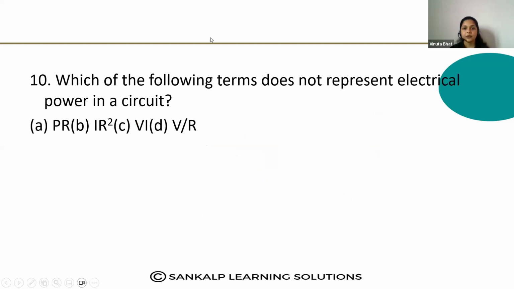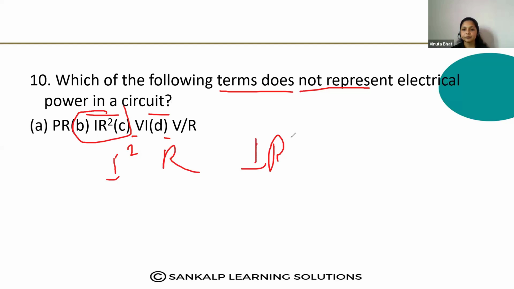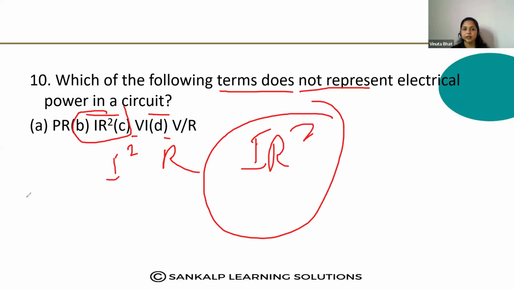Next question here. Which of the following terms does not represent the electrical power in a circuit? That is A is equal to P R, B is equal to I R square, C is equal to V into I, D is equal to V by R. Here option B, I square R is there but I R square not there. So the correct answer is option B, I R square.